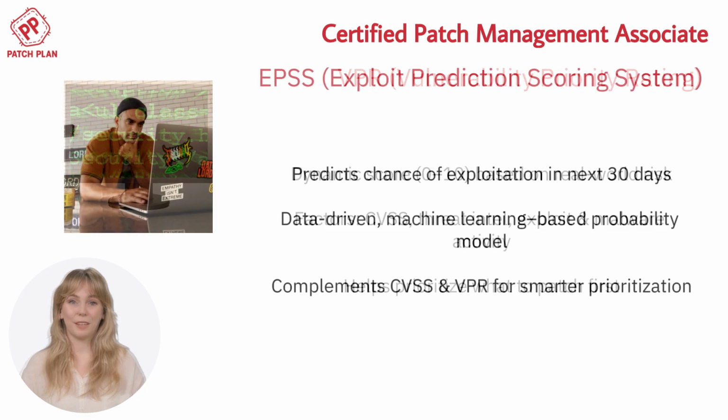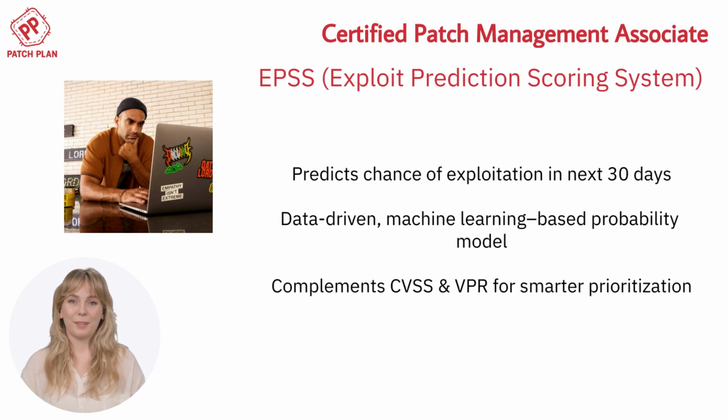EPSS stands for Exploit Prediction Scoring System. It estimates the likelihood that a vulnerability will be exploited in the next 30 days. Unlike CVSS, which measures potential severity, or VPR, which blends severity with threat intel, EPSS focuses purely on probability. EPSS uses machine learning models trained on vulnerability data, exploit databases, and real-world attack trends. The result is a percentage score.